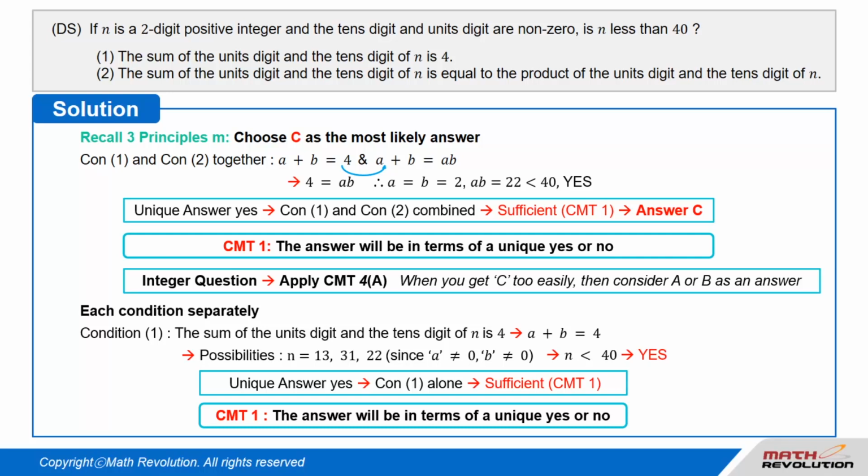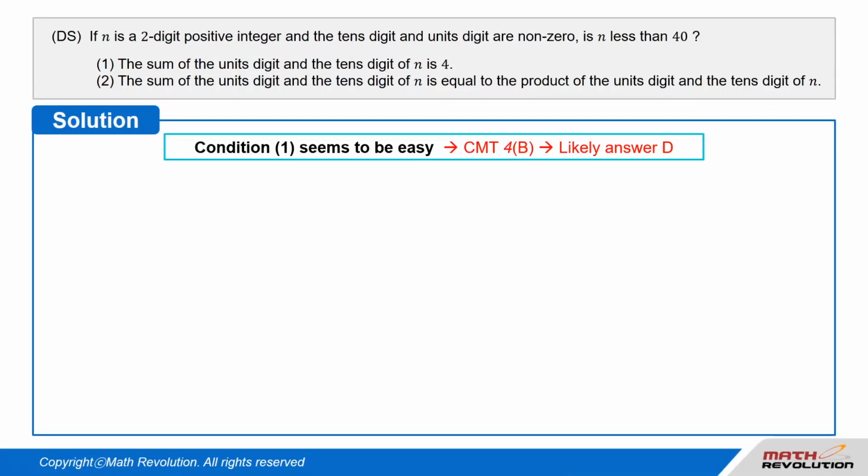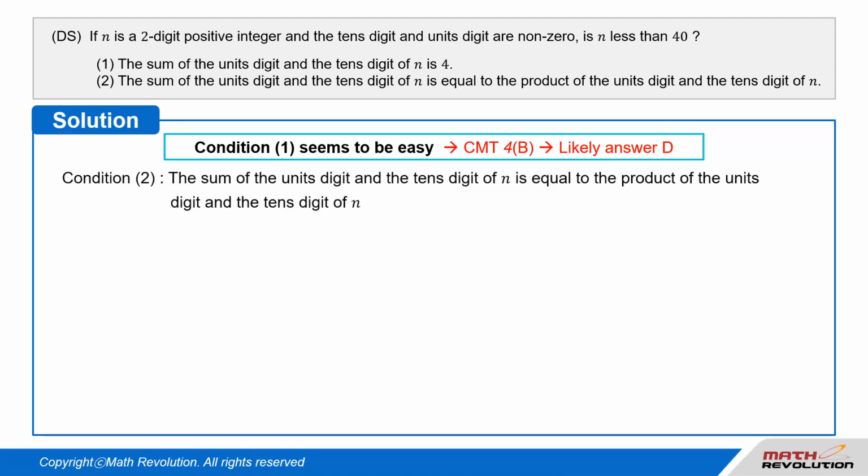And the condition is sufficient by CMT1, which states that the answer will be in terms of a unique yes or no. Now, condition 1 seems pretty easy, so we should look for CMT4B, which tells us that there is a greater probability that D is the answer. Therefore, let's look at condition 2. Condition 2 tells us that the sum of the units digit and the tens digit of n is equal to the product of the units digit and the tens digit of n.